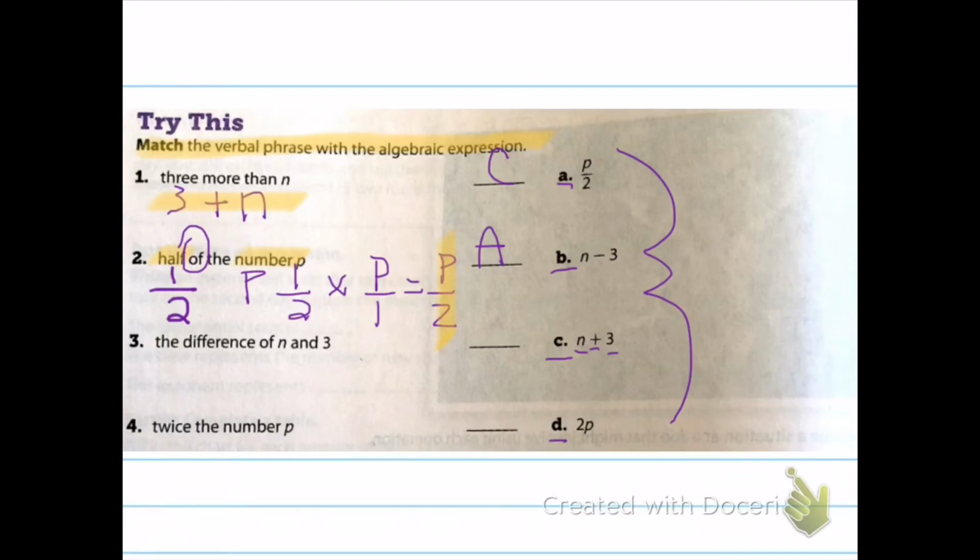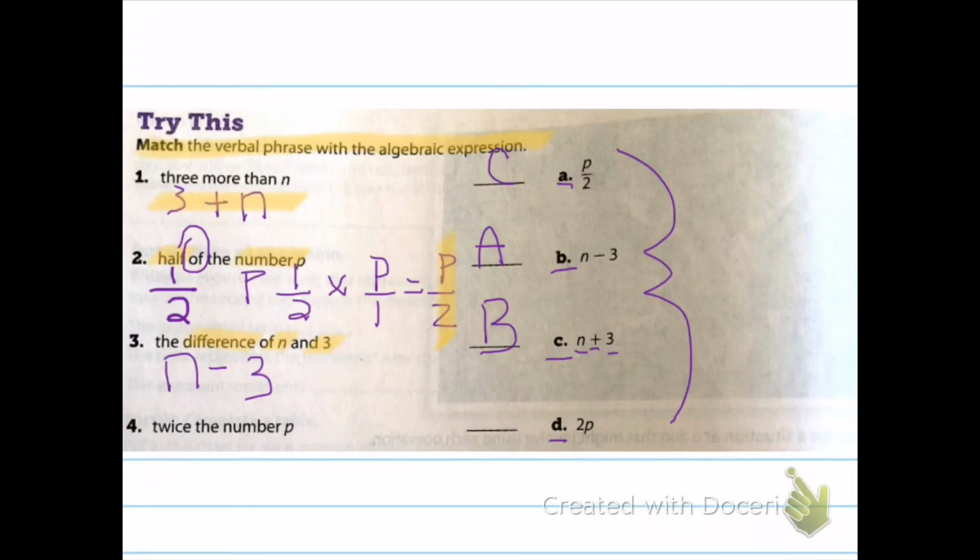Okay, number 3. It says the difference of n and 3. So difference means to subtract. So it wants us to find the difference between n and 3. So do we have a match? Yes, we do. It's B.